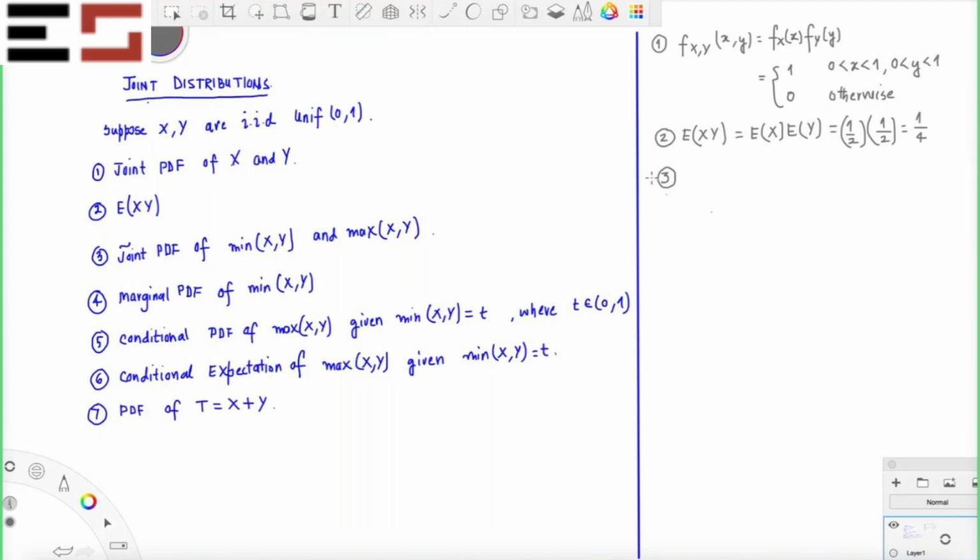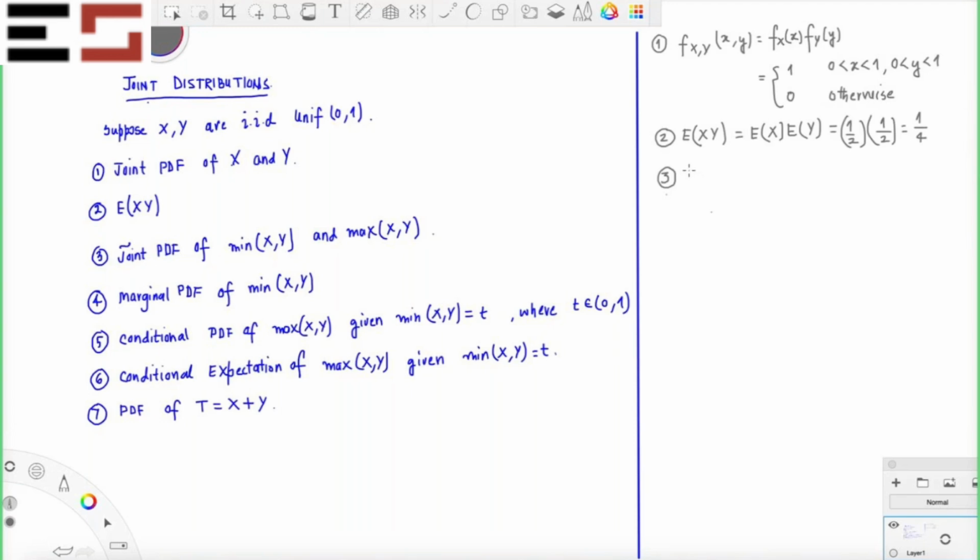So in order to figure out the joint PDF of min(X, Y) and max(X, Y), the first thing that you can do is you can start with finding the joint CDF. Because once you have the joint CDF, then you can differentiate the joint CDF partially with respect to both the random variables min(X, Y) and max(X, Y) to get the joint PDF. Okay, so let me tell you exactly what I meant.